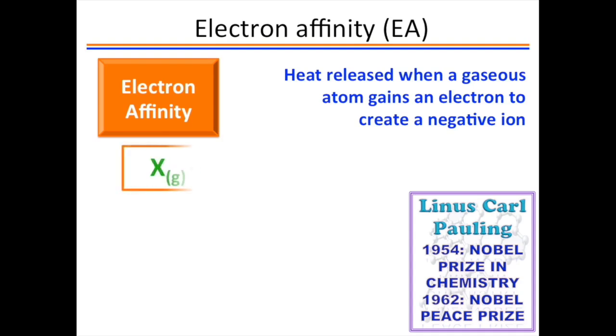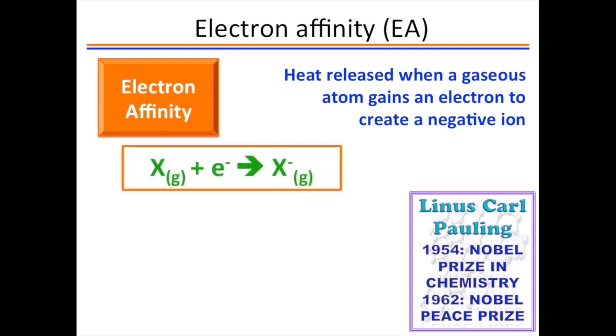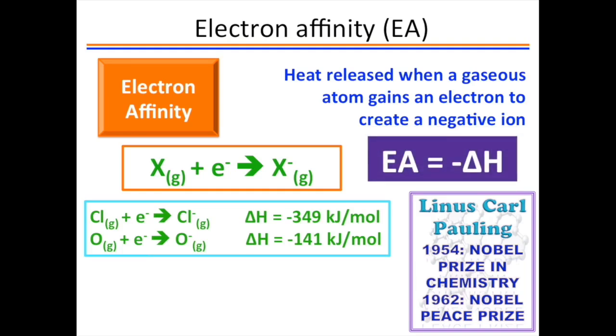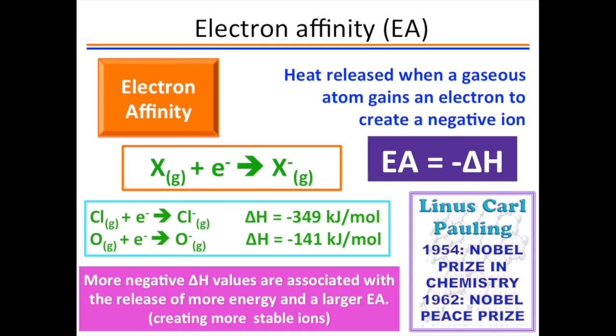The chemical equation corresponding to this definition of the electron affinity is shown symbolically here. For chlorine and oxygen, the delta H of the reaction is negative, telling us that energy is given off. We define the electron affinity as minus the delta H. This means that the more negative the delta H value, the more heat is released, and the larger the electron affinity. This means the ion is more stable than the atom.